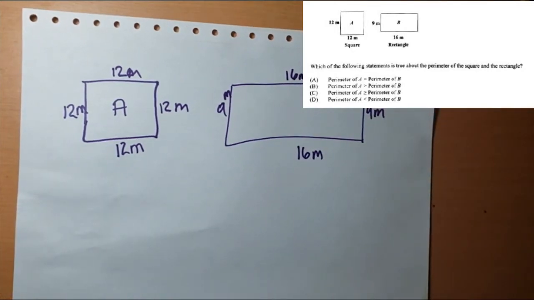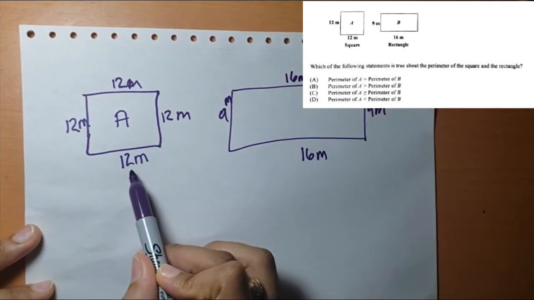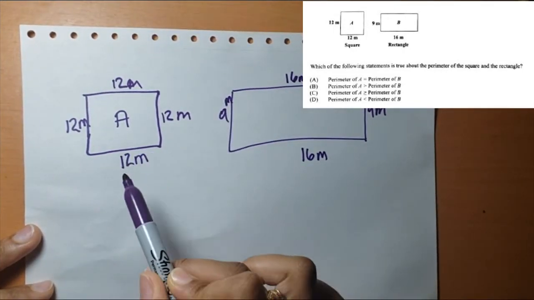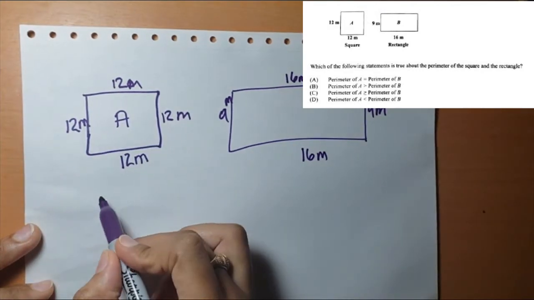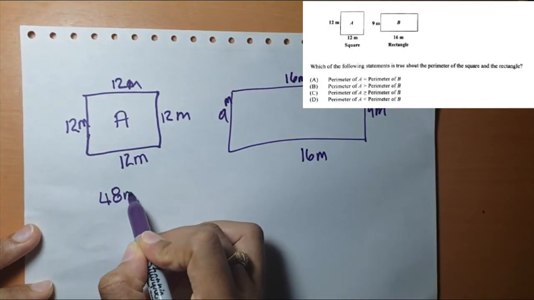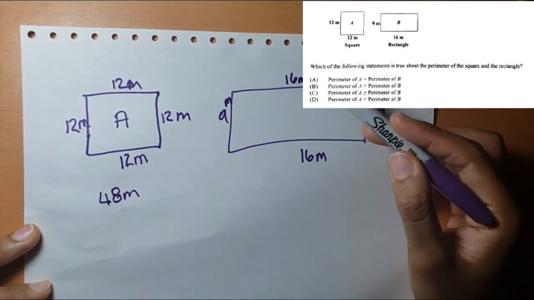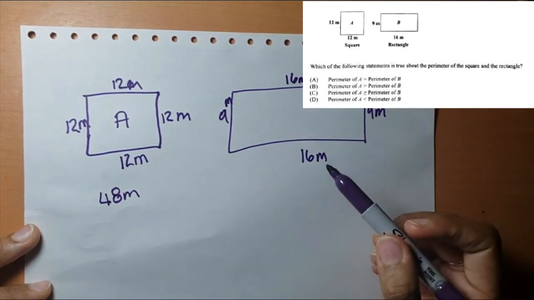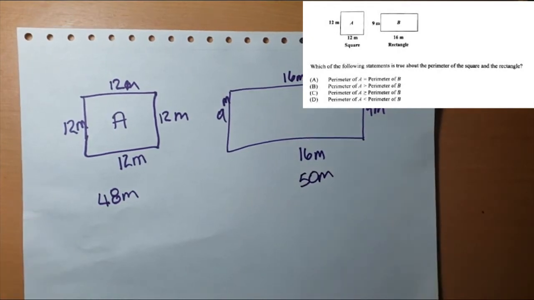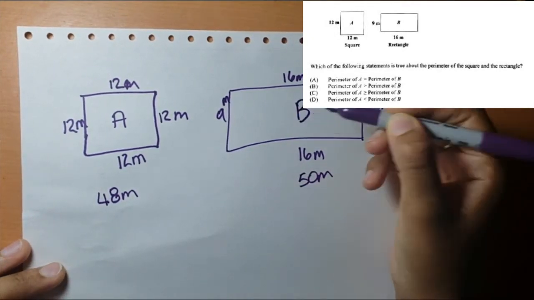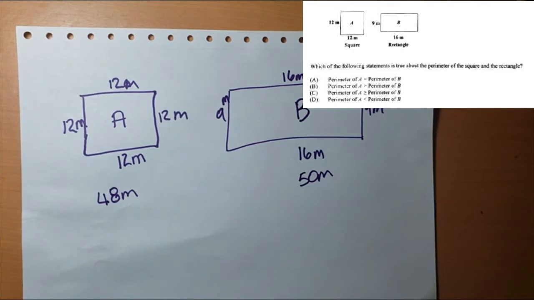So what we need to do now is sum up all the sides of these shapes. So that is 12 times 4, or if you want, 12 plus 12 plus 12 plus 12. So this is 48 meters. Over here now we have 16 plus 9 plus 16 plus 9. That is 50 meters. So we know that the perimeter of B is greater than the perimeter of A. And that option is option D.